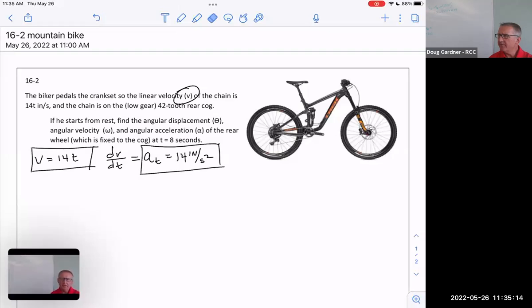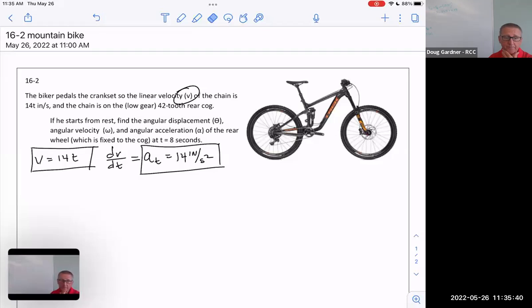So basically, I was given some information about the linear motion of the chain, but nothing about angular. And so then we're told the chain is sitting on certain cogs and so forth. So, okay, great. He starts from rest, that makes sense. And then I'm asking you to convert to the angular world. What's the angular displacement? Angular displacement just means how much does the angle change?